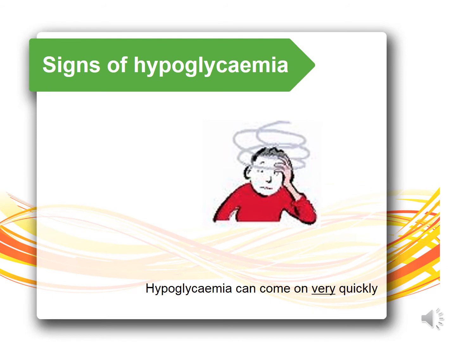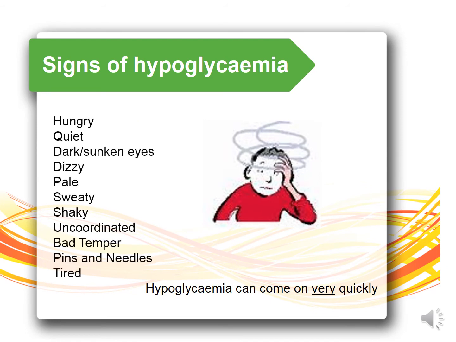Signs of hypoglycemia. These can be a variety of signs, and each child may display one symptom or 2 or 3 of the symptoms. You will become familiar with how this child will present when they're hypo. They could feel really hungry, they may become really quiet, they may have sunken eyes, they may feel quite dizzy, or they may tell you they have wobbly legs depending on the age of the child.